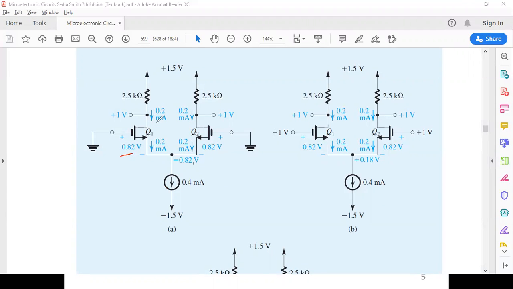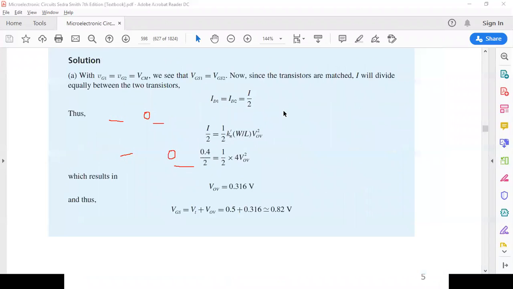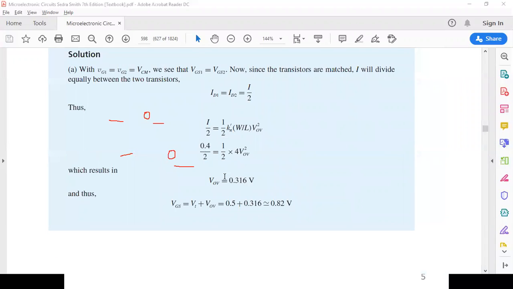Okay, from VD to VS, how much is this voltage? Well, this is 1 volt, and this is negative 0.82 volt. If you subtract them, you get how much? You get 1.82. Is this greater than V overdrive? Yes. If you go to the V overdrive that we have just found, it's how much? It's 0.316. So it's greater. So this transistor is in saturation mode.